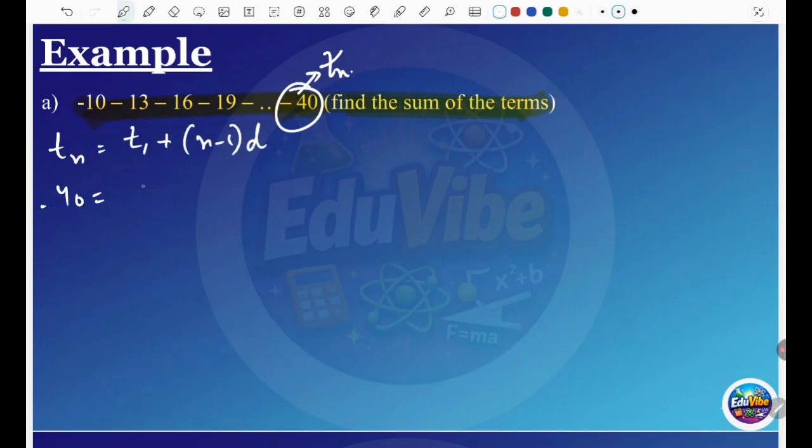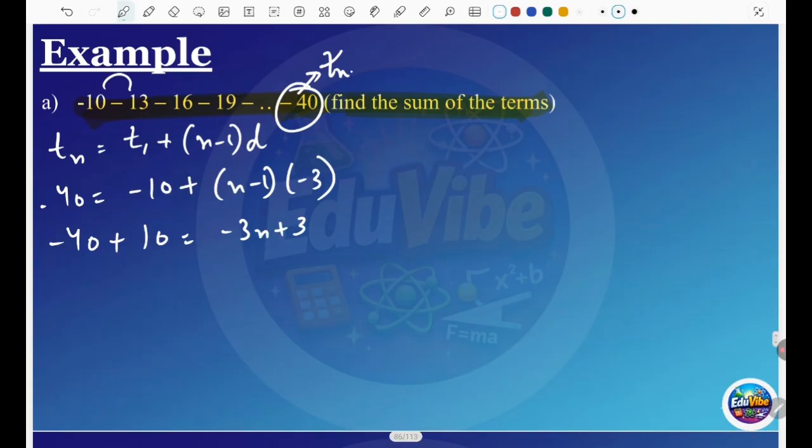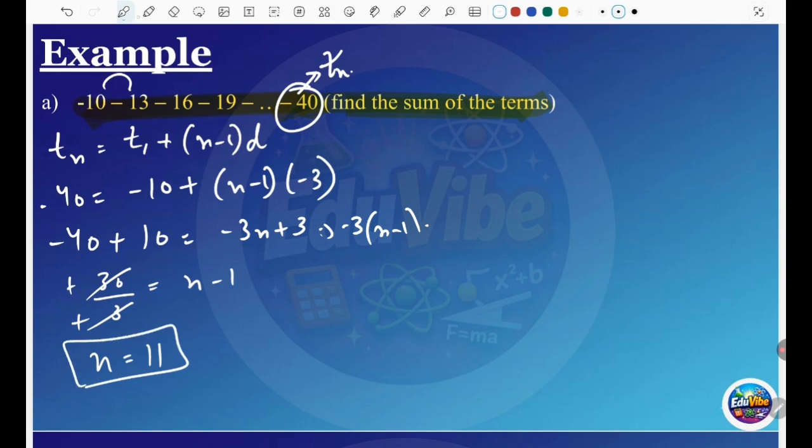Tn is minus 40, T1 is minus 10, plus (n minus 1) times d, where d is minus 3. When you solve this, minus 40 plus 10 is equal to minus 3 times (n minus 1). You get 30 divided by 3 equals n minus 1. Cancelling the common factor 3 and the minus signs, you get n equal to 11. That means there are 11 terms.